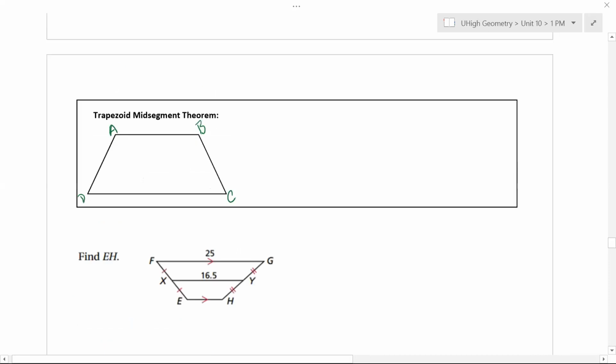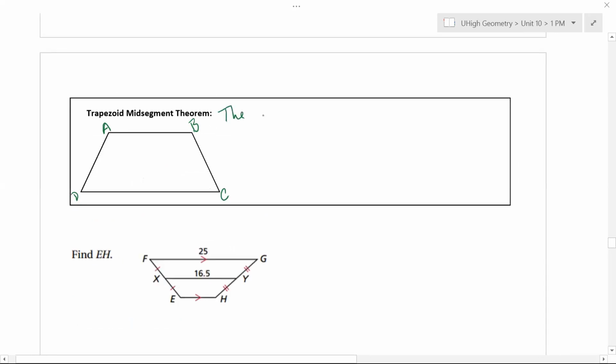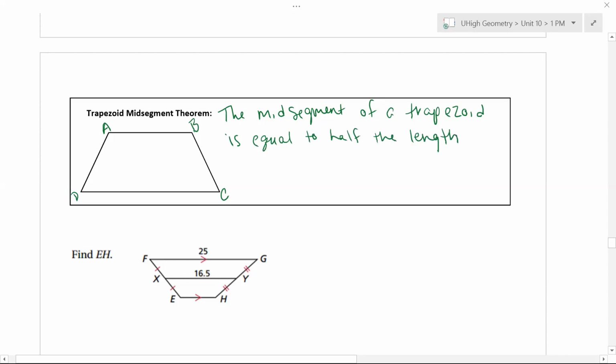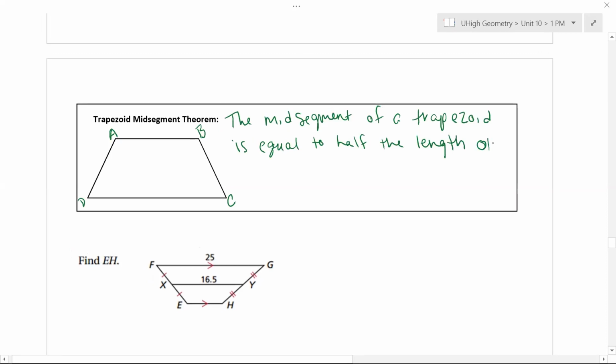So what the trapezoid mid-segment theorem states is that the mid-segment of a trapezoid is equal to half the length of the sum of the bases.